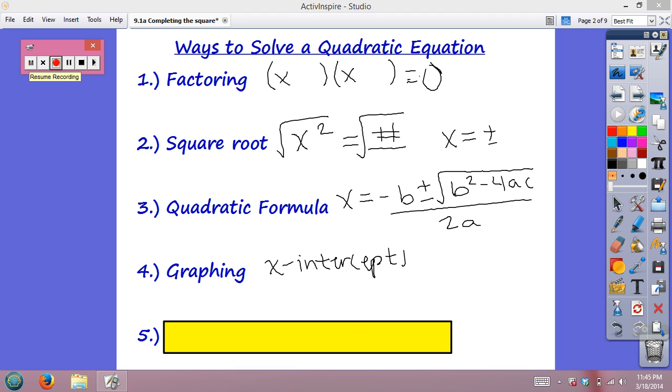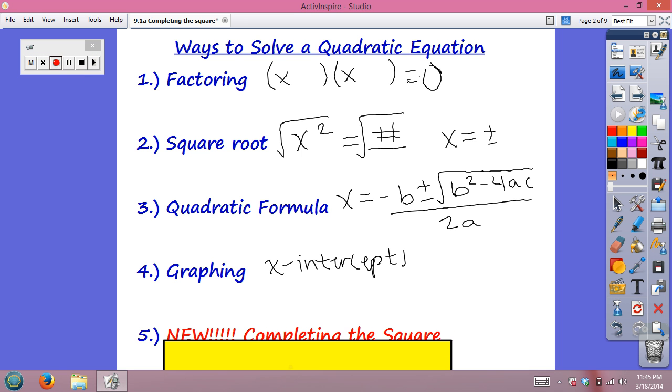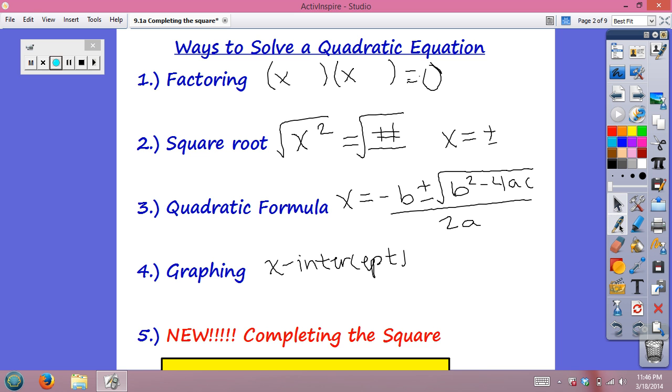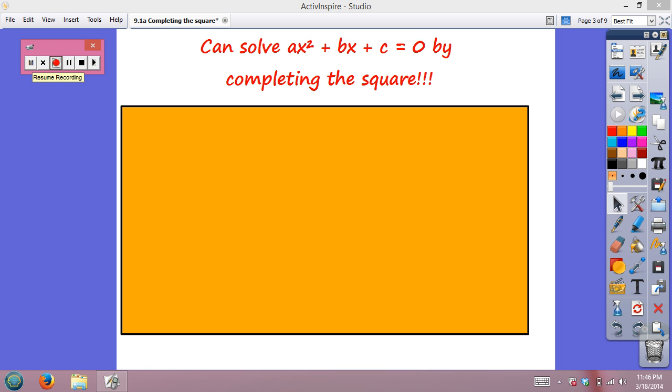And the method we will be learning today is called completing the square. And the equation that we're going to need for completing the square is b over 2 squared. So first we're going to go through the steps. Make sure you write them down, and then we will go over them in the examples, and hopefully they'll make a little more sense to you.